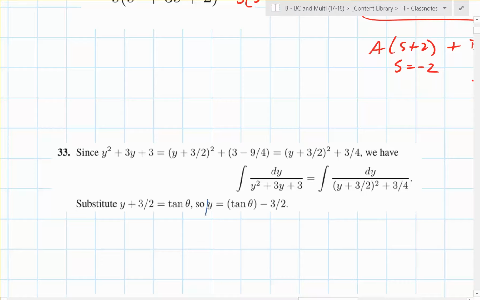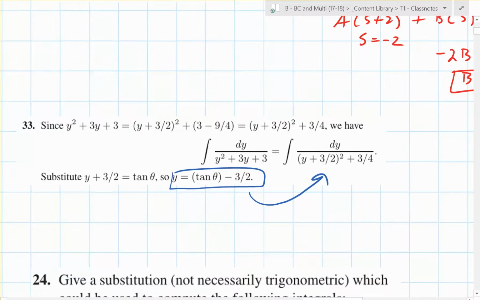If you plugged it in right there, yeah, you can do more of it, but then you have the dy up there too. So then it turns into secant, so things will collapse. But there's more to be done.